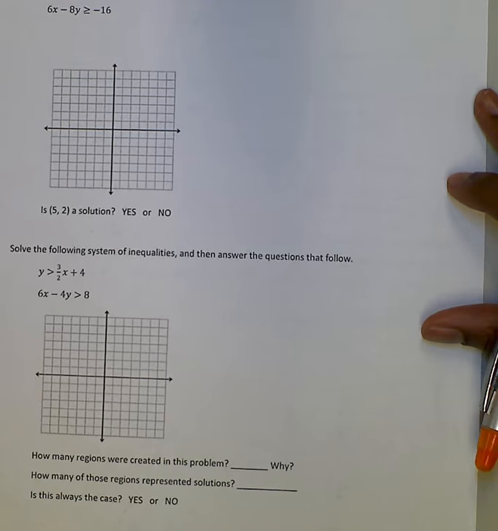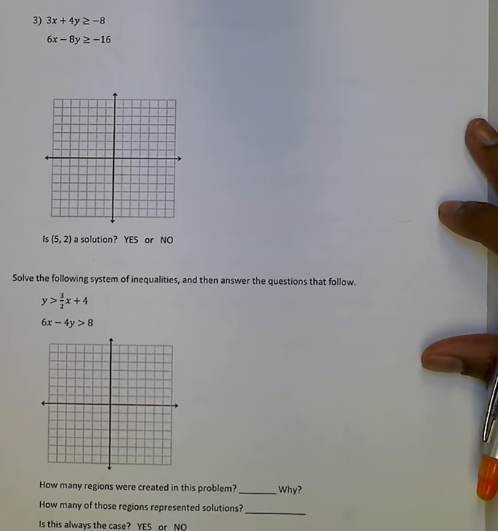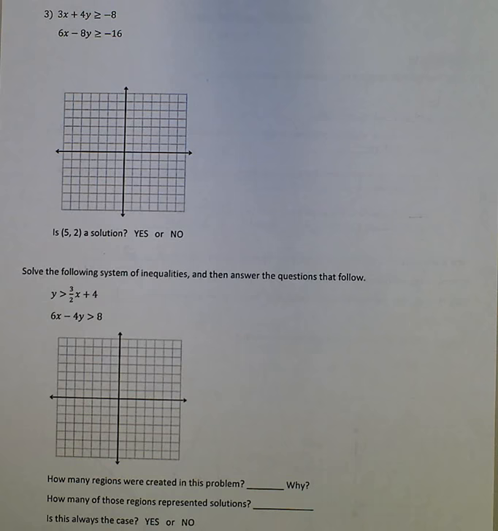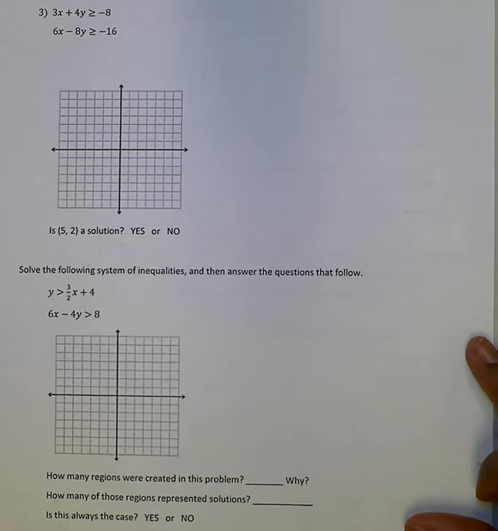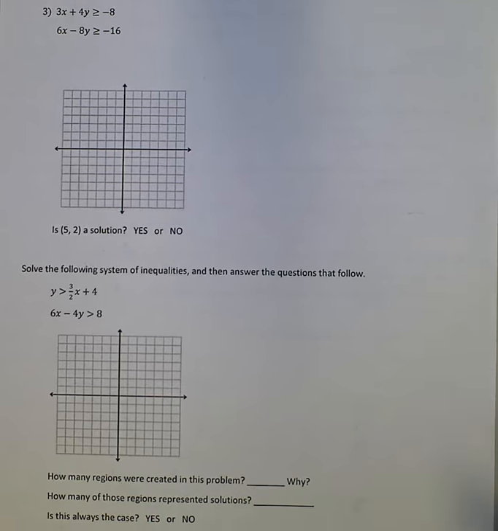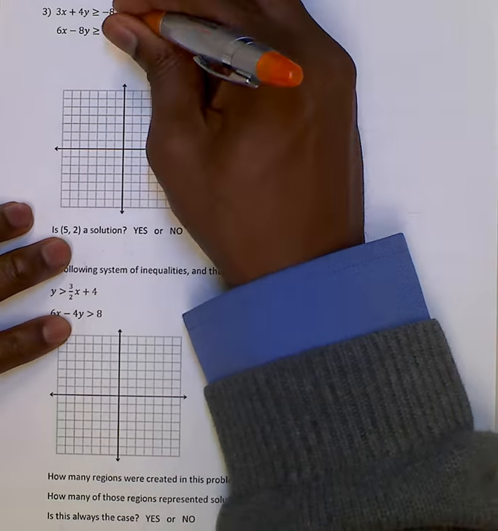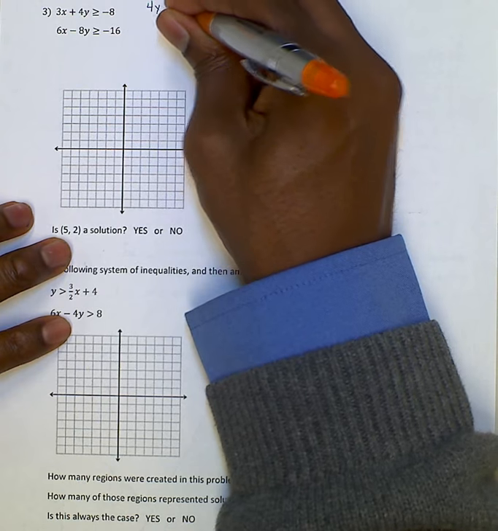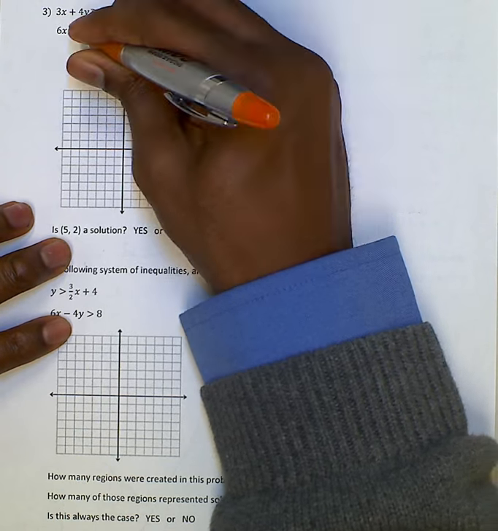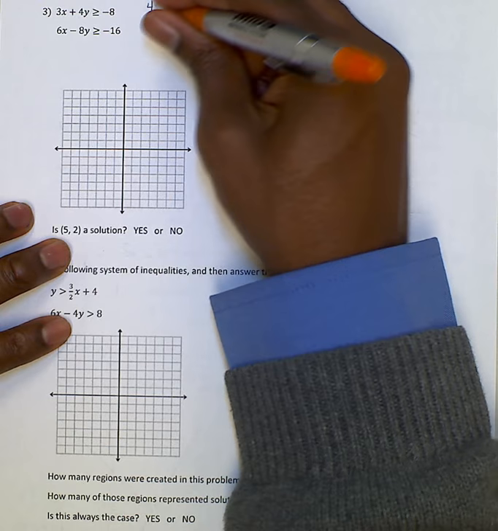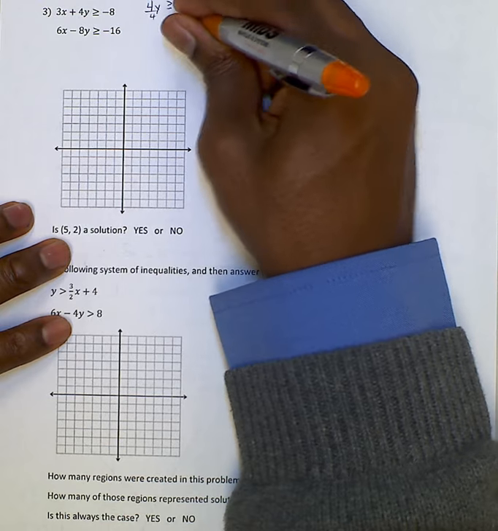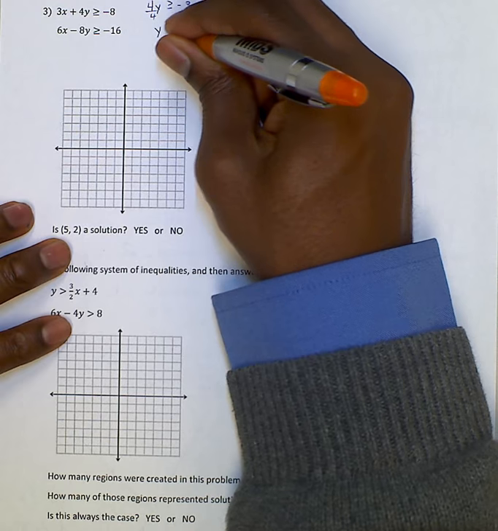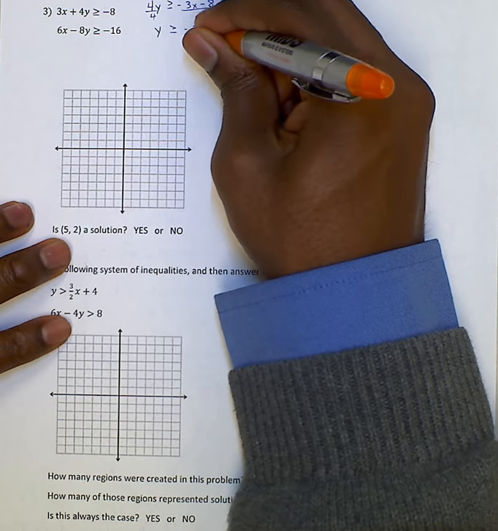Flipping to the back. Trying these, number 3, we are going to have to put both of these in the slope-intercept form. Okay, so as we do that, solving for y, I'll subtract 3x from both sides, so I have 4y is greater than or equal to -3x minus 8. And then here I'll have, let's just solve this out. I need to divide by 4. So I have y is greater than or equal to -3/4 x minus 2.